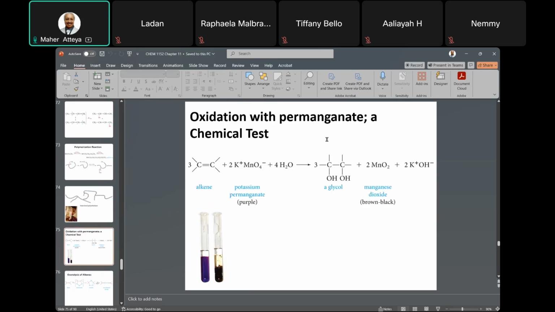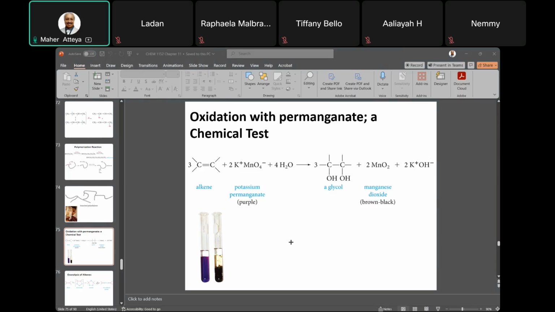And oxidation with permanganate, that's a chemical test inside the lab. We talked about this in the lecture last week. With a single bond, if you put bromine inside, the addition will not occur. If you add bromine to the double bond or triple bond, they will open up. The bromine color will disappear, will be colorless.